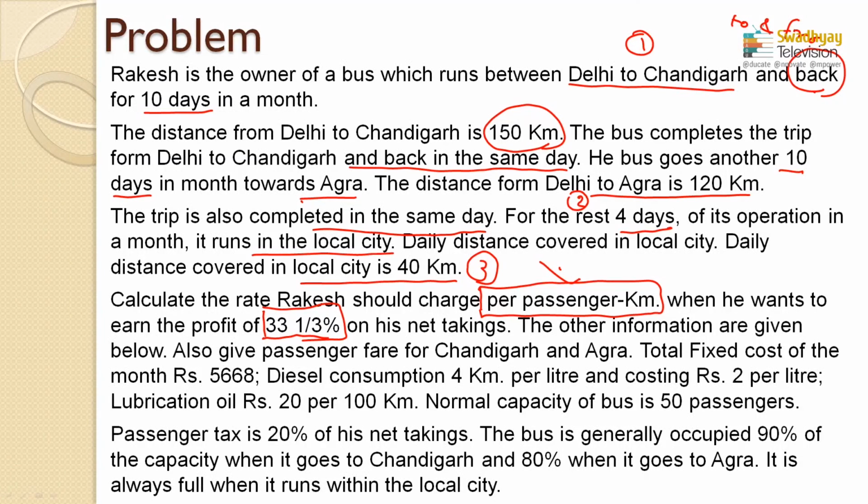See the next sentence: the other information given below is the passenger fare for Chandigarh and Agra. That means they ask how much fare would be charged for Chandigarh and Agra, and the local city also. So the second thing they want from us is the passenger fare. The first is the rate per passenger kilometer and the second is the passenger fare.